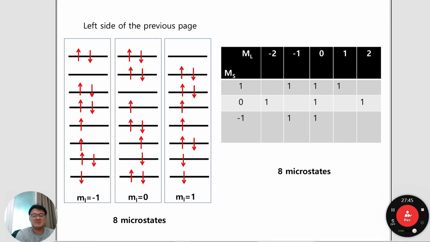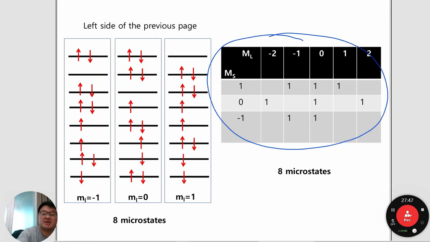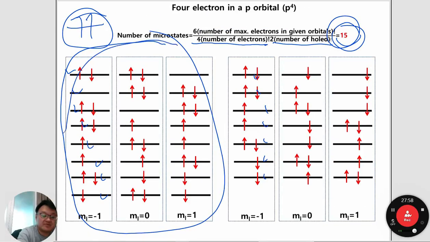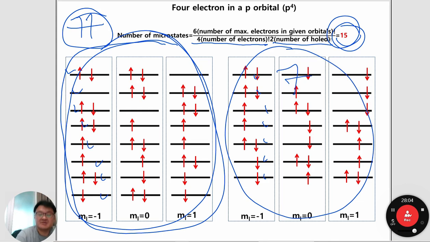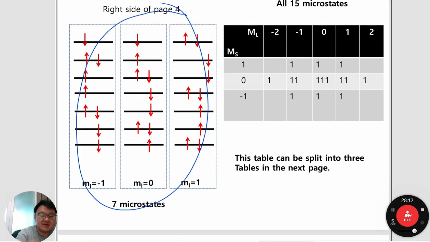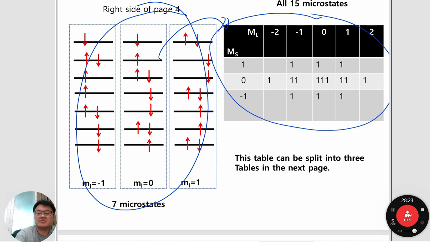Then you can make your table like this. And this is only about half of the whole story. I only consider these 8 microstates, but there are 7 more microstates. They are coming later. If you calculate also the capital ML value and MS value for each microstate given here, then ultimately you come up to this kind of table.